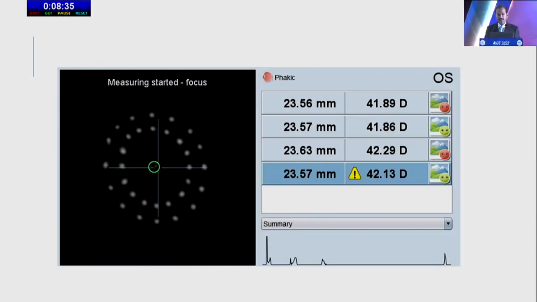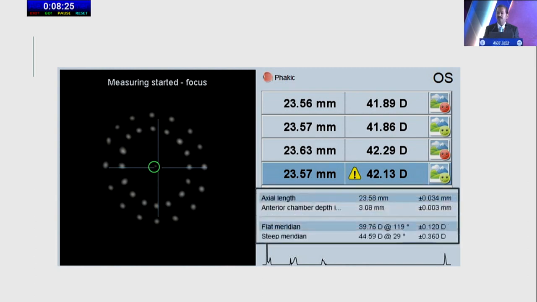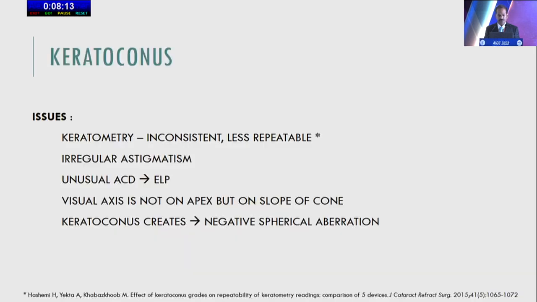Let's see one example. This is a LenStar image. Instead of just going ahead with your values, always check your image quality and the standard deviation. If the image quality is not good and your standard deviation is way off, always discard these values, treat the patient for ocular surface disorders, get them back for remeasurement, and then go ahead with your calculation.